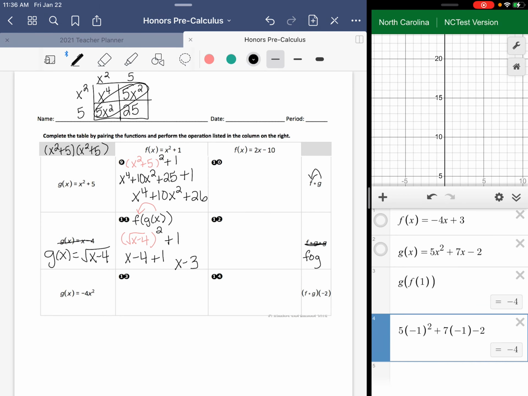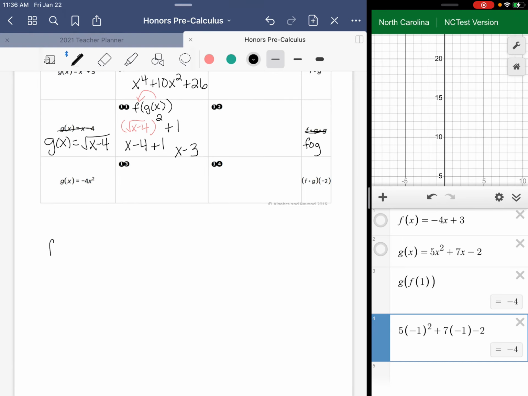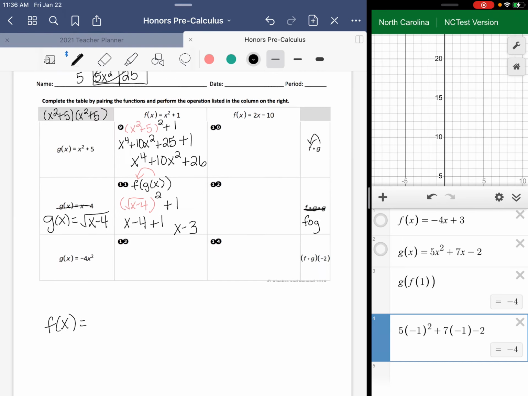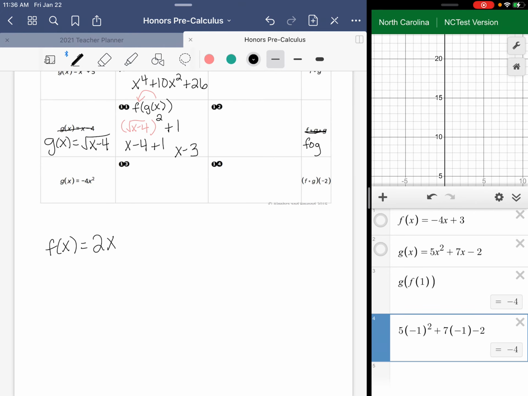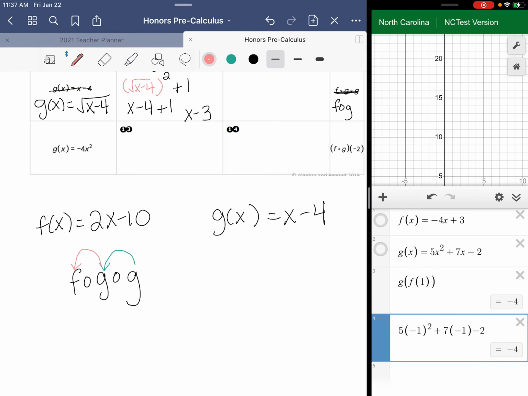All right, and our last option. So we did number 11, we used those. I'm going to rewrite these on the bottom so we don't get confused. So I have 2x minus 10, and we originally had g of x, which is going to be x minus 4. I want to find f of g of g. So remember, that means we're going to take the g, plug it into the g function, and then get an output, and then take that and plug it into the f function.